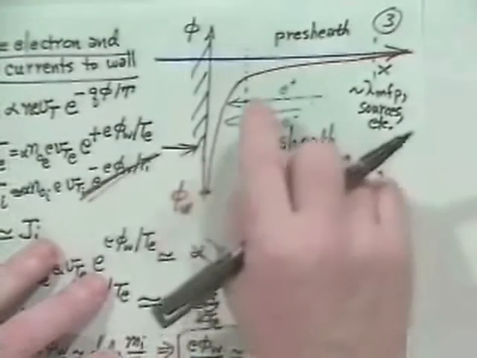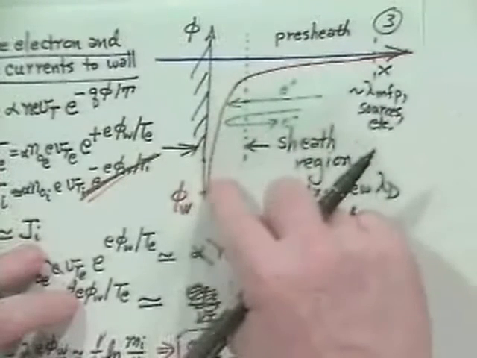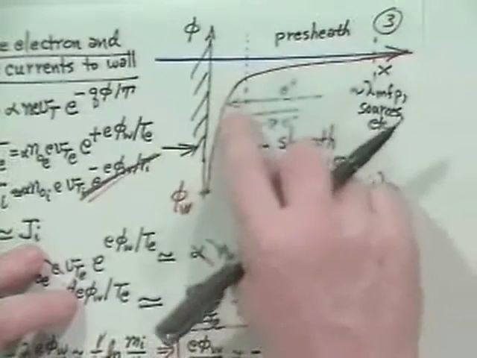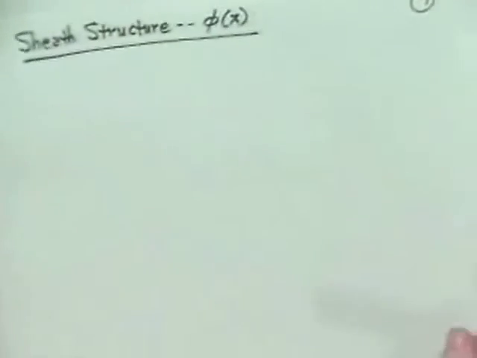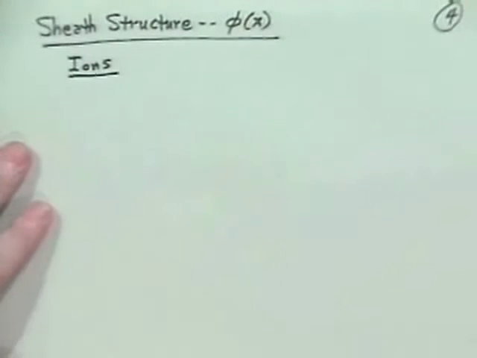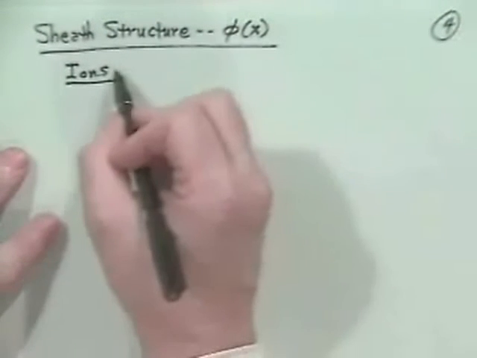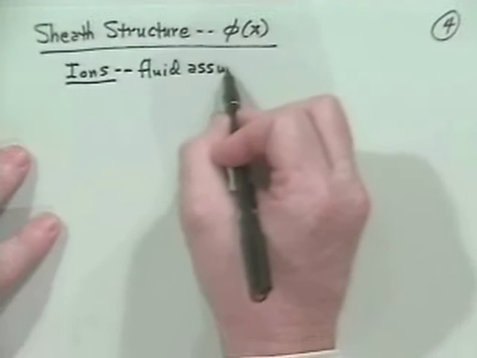Well, as usual, it's electrostatics, and so we use Gauss's law, and then Poisson's equation. And then we're going to need the charge density. So we're going to need something for the electron density distribution as a function of that potential, and the ion density distribution. Okay? So let's work those out a bit. First, let's work on the ions. We're going to assume that they are a fluid. So let's call this the fluid assumption.